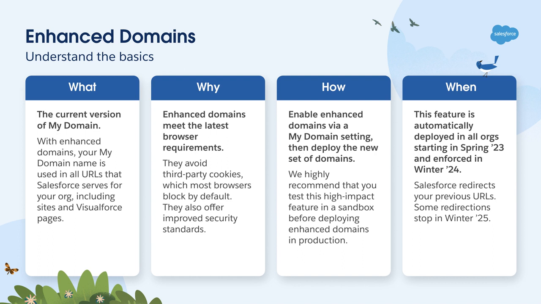Now let's talk about how you deploy enhanced domains. The steps within Salesforce are very simple. There's a checkbox on the My Domain page in Setup that says Use Enhanced Domains. You're going to edit your My Domain details and check that box. If you want, at the same time, you can change your My Domain name. When you save that change, Salesforce provisions all the corresponding domains for you. In other words, we get them ready.